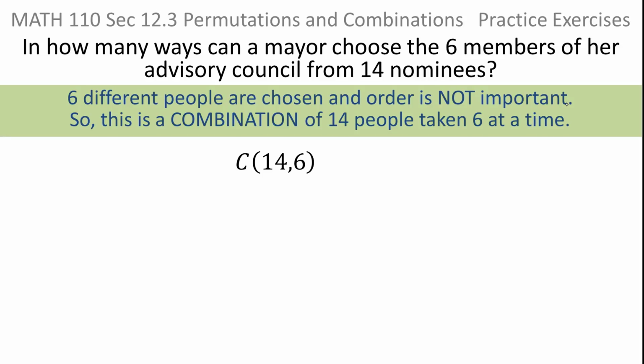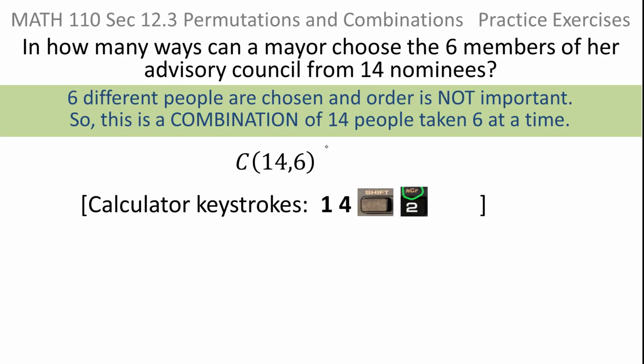So you're choosing from 14 nominees, and you're making a choice of 6. So N is 14, R is 6. This time they didn't ask us to leave it in symbolic form, so we have to calculate that value. The keystrokes would be entering 14, shift 2 is the combination, 6 is R, and then equal evaluates it. And you would come out with 3,003. So there are 3,003 possible 6-member advisory councils if you're choosing from 14 nominees.